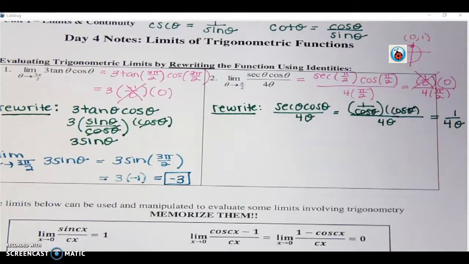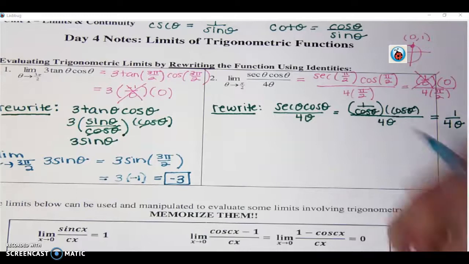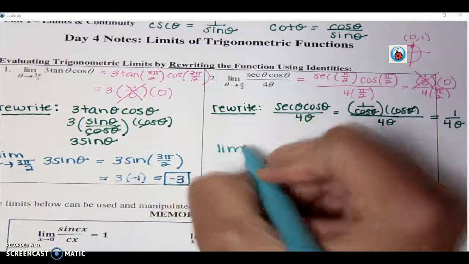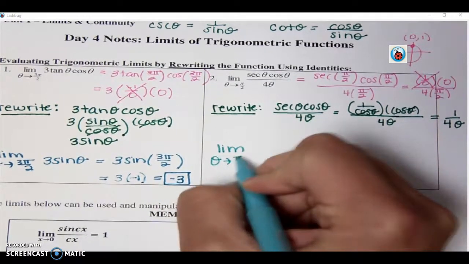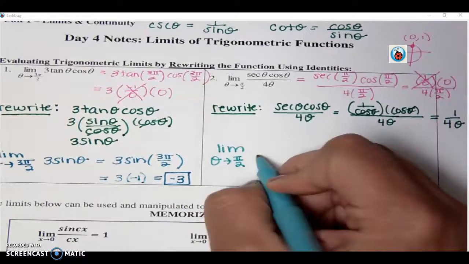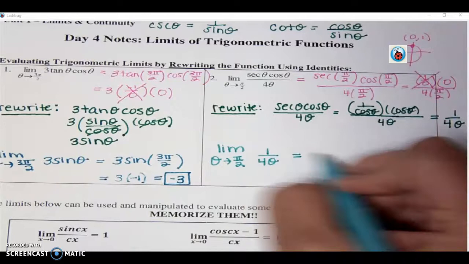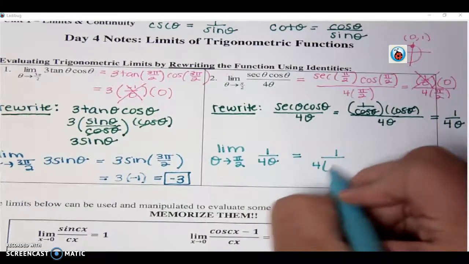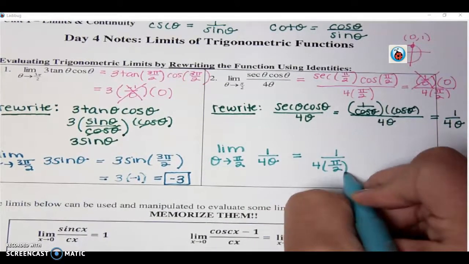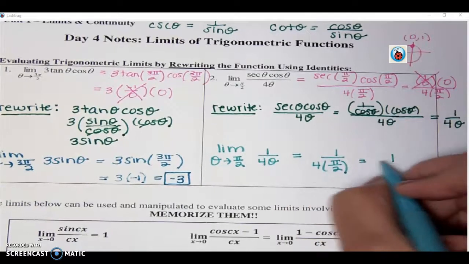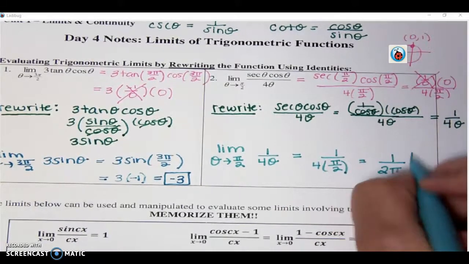So now that we've rewritten it, now we can go and find the limit as theta approaches pi over 2, and what we had left was 1 over 4 theta. So now we can do our direct substitution and plug in pi over 2. So we're going to end up with 1 over 2 pi.